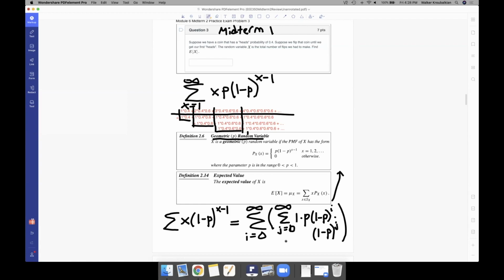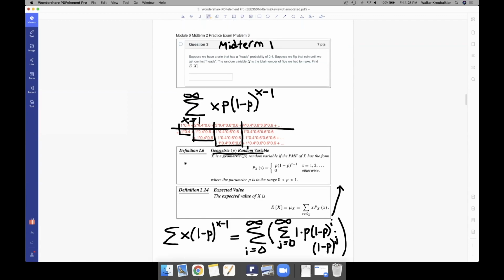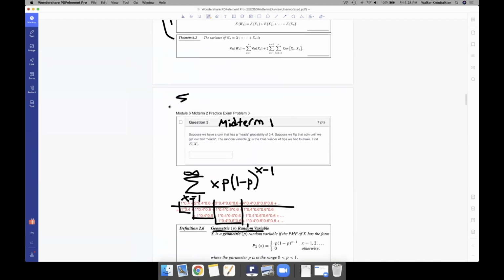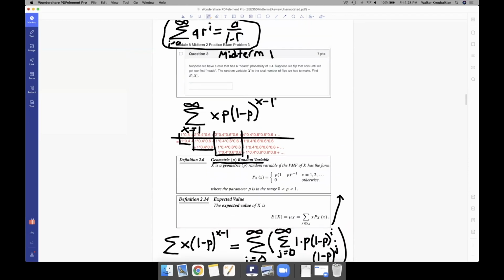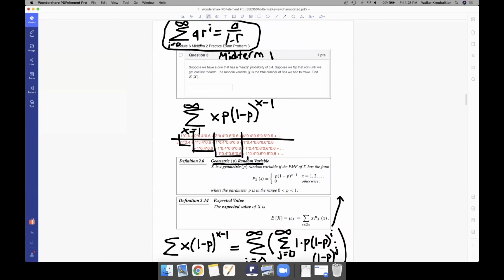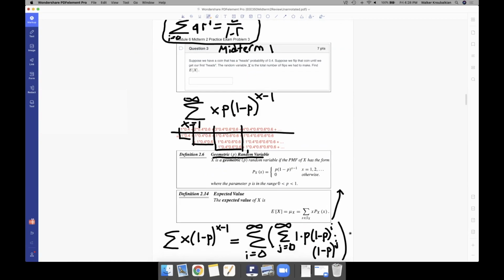So if we evaluate this inner infinite geometric series with the property that the sum from i equals 0 to infinity of a r to the i is a over 1 minus r, right? This is the sum of an infinite geometric series. You should definitely know this. Sorry, I didn't put it in this slide. I really should have. But I'm going to use this formula to evaluate this inner sum, right?